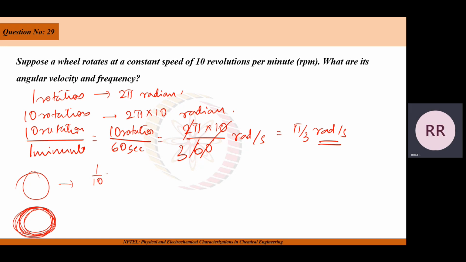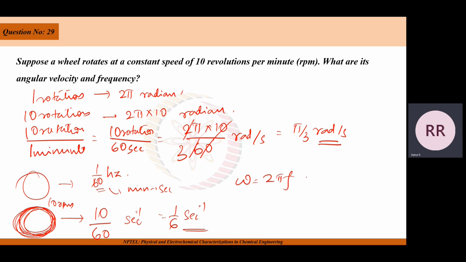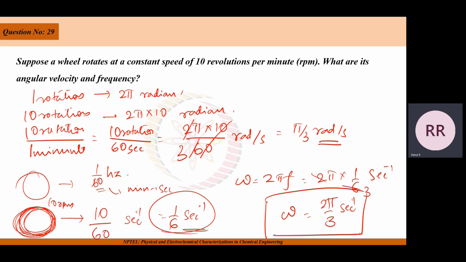1 by 60 hertz, where 60 is converting minutes to seconds. If it is 10 RPM, it is rotating 10 times per minute. So it is basically 10 by 60 second inverse, which is 1 by 6 second inverse. Now we know omega is equal to 2 pi f, and we got f to be 1 by 6 second inverse. So we can write this as 2 pi into 1 by 6 second inverse. Cancelling 2 and 6 to 3, it is nothing but 2 pi by 3 second inverse. So omega is 2 pi by 3 second inverse.